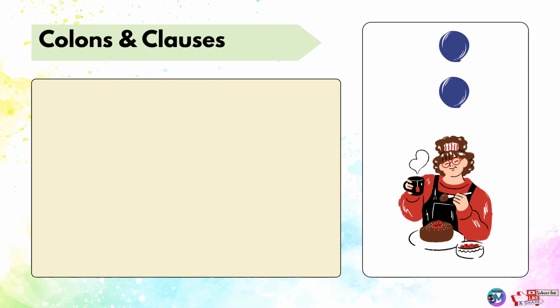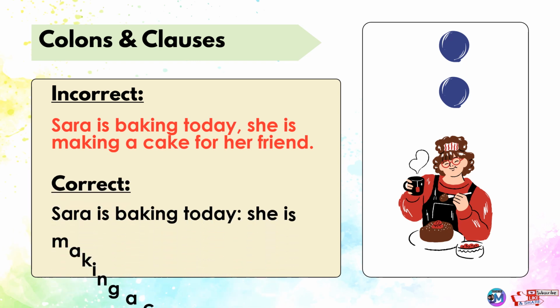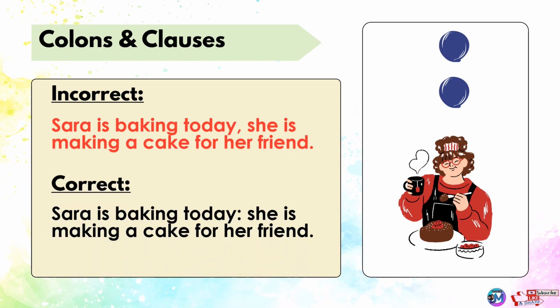What are the correct and incorrect usage of colons and clauses? Example of incorrect usage of colons and clauses. Sarah is baking today, she is making a cake for her friend. Now, let's look at the correct example of using colons and clauses. Sarah is baking today, she is making a cake for her friend. Let's look at the difference of the correct and incorrect usage of colons and clauses. What can you say? Great! To join together related independent clauses, you can use colons.